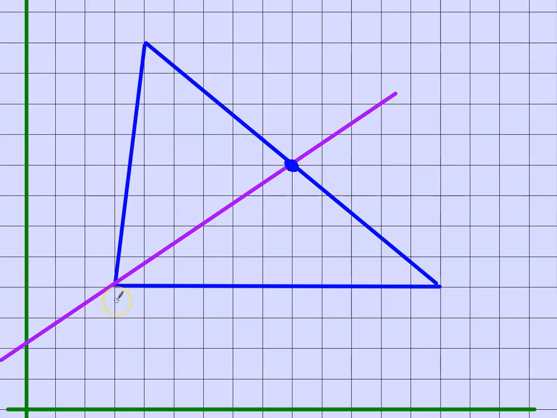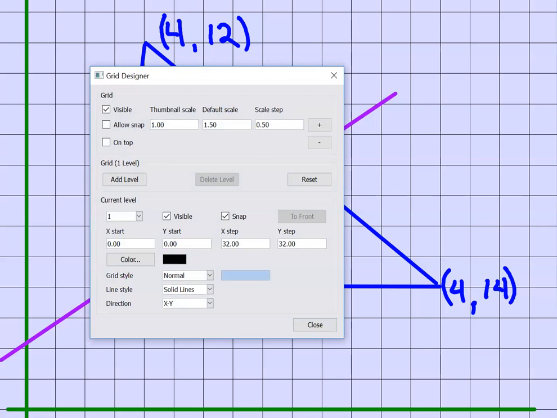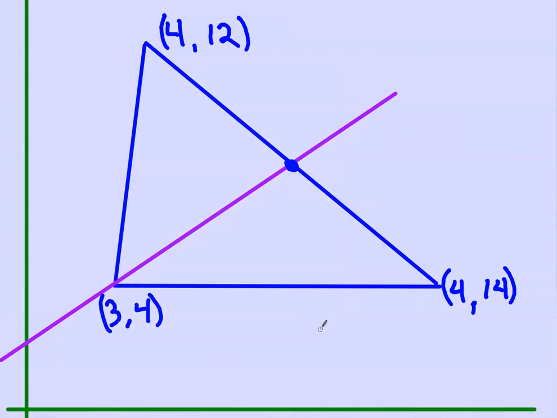You'll be given, say, this point right here, 3, 4, and this point, 4, 14. And this point, let's see, that'll be 4, 12. Okay. And in lots of cases, they won't even show you the graph. They'll just say, hey, here's a triangle, and they'll give you the 3 points, and they'll say, please find me the equation of a line through here. Well, you'll use this skill where you know the coordinates here, and you'll figure out the coordinates here.